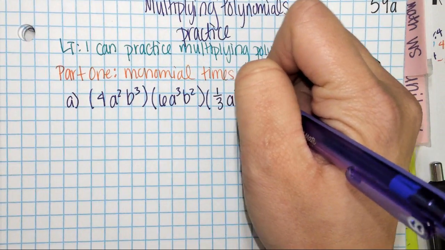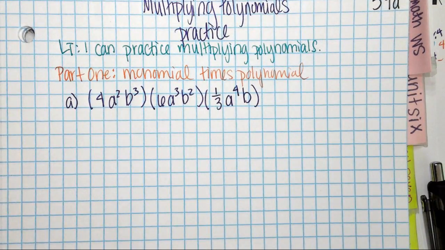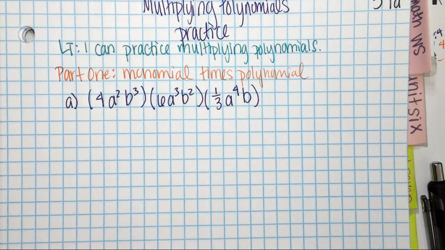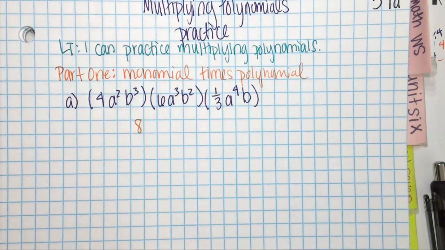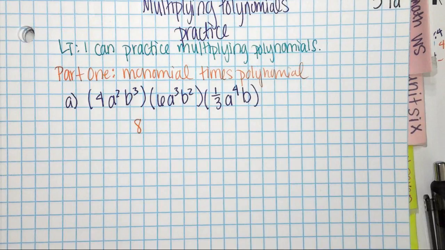Next time. A to the fourth b, and 1/3 a to the fourth b. Alright, so what are you going to do with the 4, 6, and the 1/3? Multiply them. What is 4 times 6? 24. And what's 24 times a third? 8. Does everybody see where we got the 8 from? 4 times 6 is 24. 24 divided by 3 is 8.